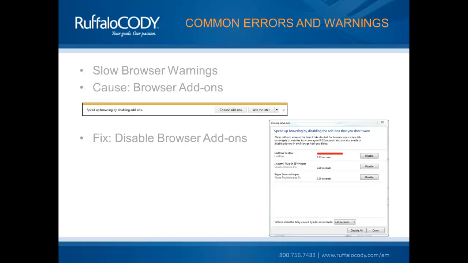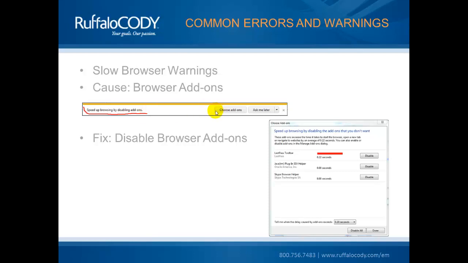Okay, so let's talk about some of the common errors and warnings that you might be getting in Enrollment Manager and the kind of things that you can do about them. First is what are called the slow browser warnings, and this is something that Internet Explorer will display at times to indicate that you have some specific things going on your desktop and specifically in Internet Explorer that are slowing things down that you do have some control to change. So when you see this, a little pop-up window is going to appear at the very bottom of your screen like you see here, and that pop-up window is just going to indicate that you could speed up your browsing if you disabled some add-ons.